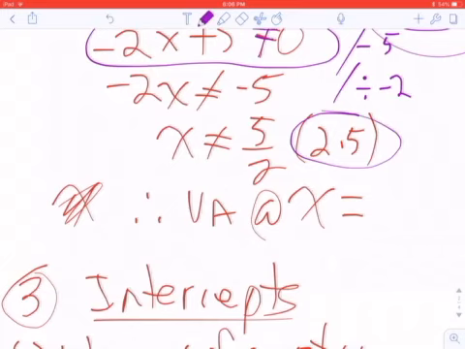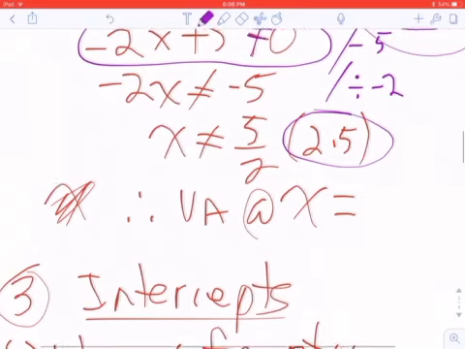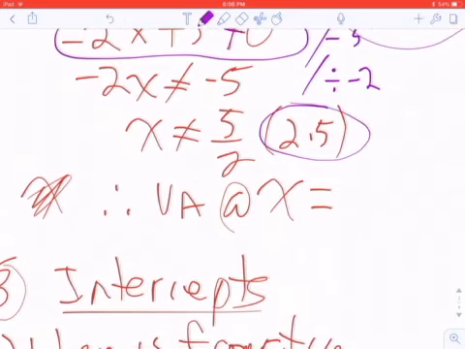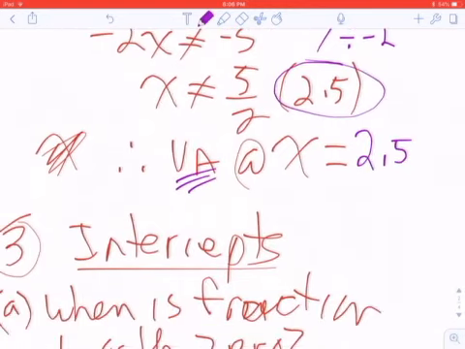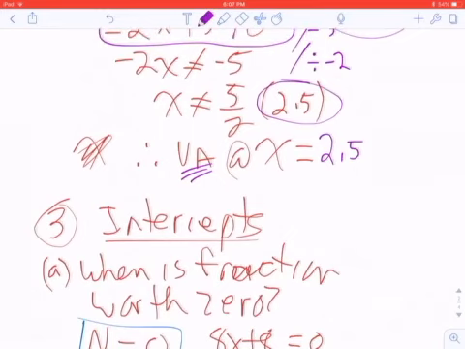Since the bottom is 0, I get division by 0. If I had an x value of 5 over 2, that means there's a vertical asymptote, VA, at x equals 2.5. Okay, so now I know the horizontal asymptote, I know the vertical asymptote.